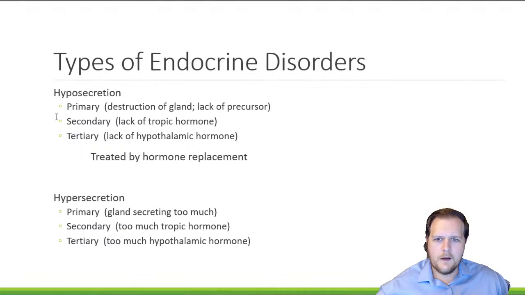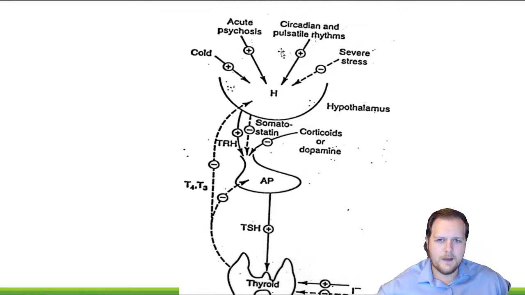But let's talk about the normal physiology of what's happening here. Again, here's your hypothalamus, here's your anterior pituitary gland, and then the thyroid gland itself.